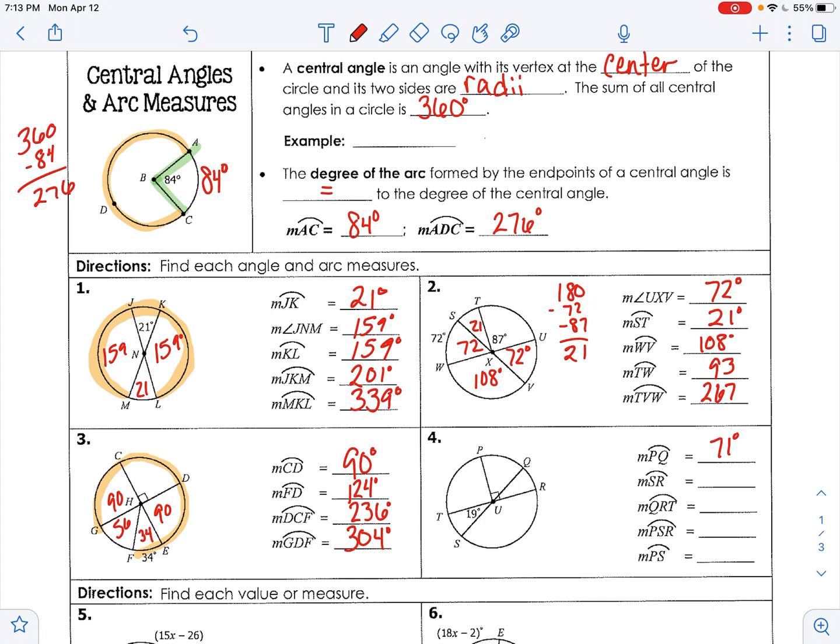Number 4, PQ would be 71 degrees. SR would be 161 degrees. QRT would be 199 degrees. PSR would be 270. And then PS would be 109 degrees.